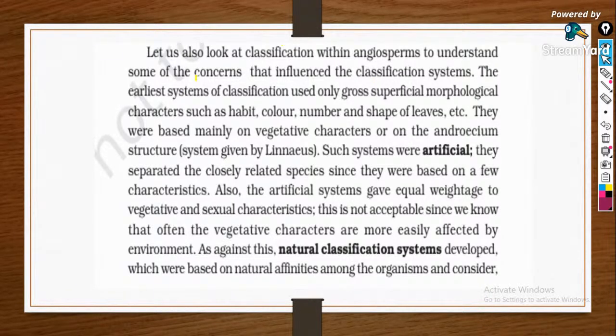The earliest systems of classification used only superficial morphological characters such as habit, color, number and shape of leaves, etc. So only these characteristics were considered. They were mainly based on vegetative characters or on the androecium structure. That is a system of classification given by Linnaeus, on the basis of vegetative characters or the structure of androecium.